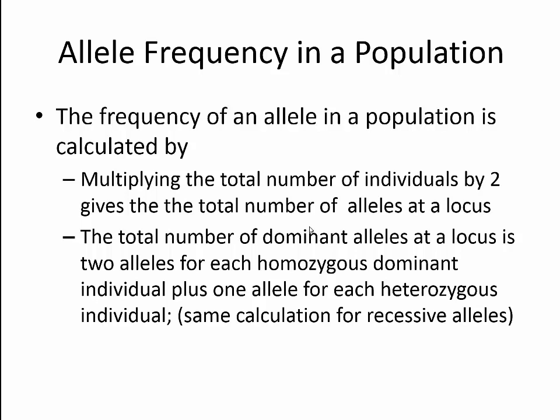The frequency of an allele in a population is calculated by multiplying the total number of individuals by 2. That gives us the total number of alleles at a locus. And the total number of dominant alleles at a locus is 2 alleles for each homozygous dominant individual, plus 1 allele for each heterozygous individual. And it's the same calculation for recessive alleles.